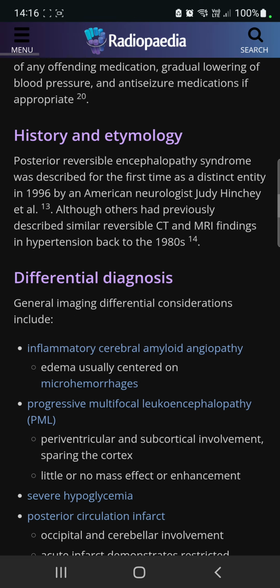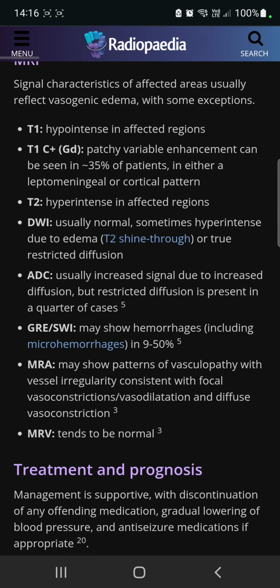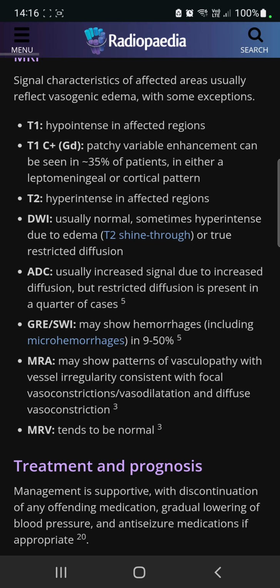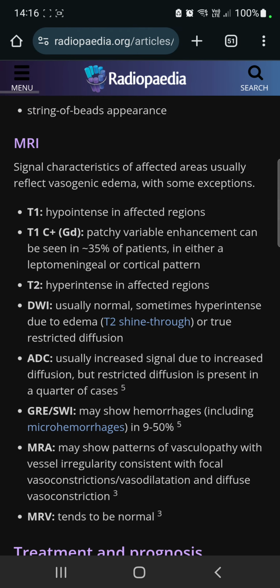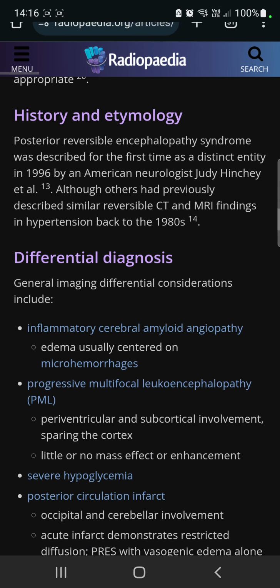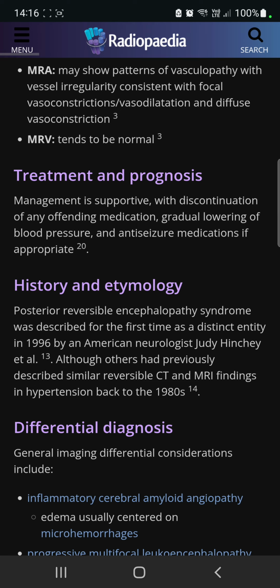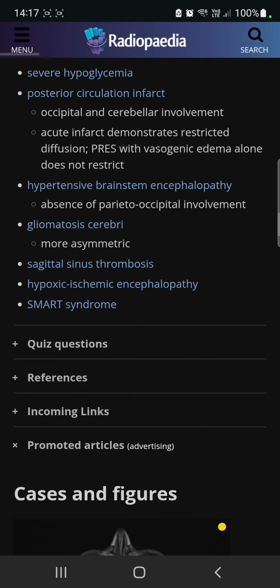Now here you can see on T2 hyperintense in affected regions. Usually DWI is normal, and hypointense in T1 with gadolinium, variable enhancement, MRA, vasculopathy with vessel irregularity. Treatment is supportive. Now it can be caused not just by hypertension but also by eclampsia, sepsis, autoimmune disorder, multi-drug chemotherapy, stem cell or solid organ transplantation. So it's not only hypertension, but most commonly it's secondary to acute hypertension.